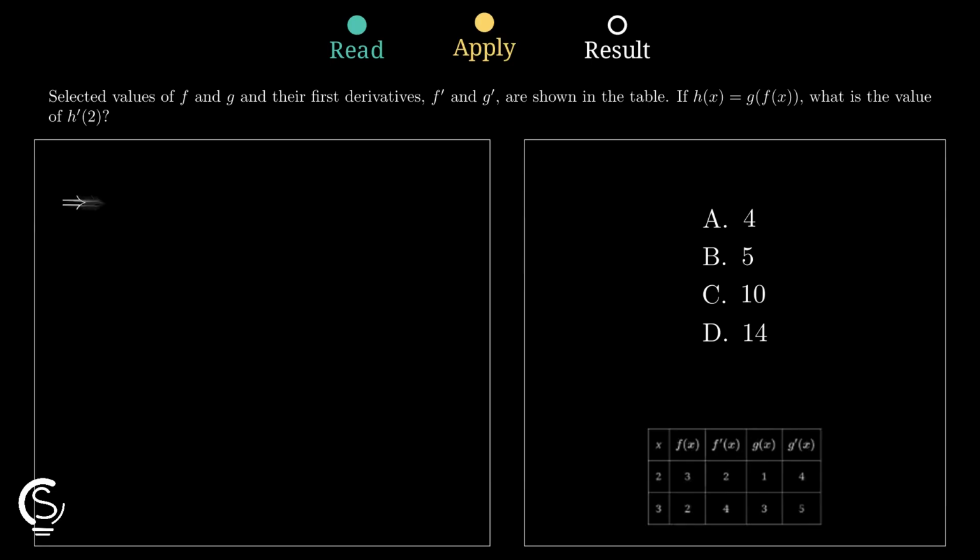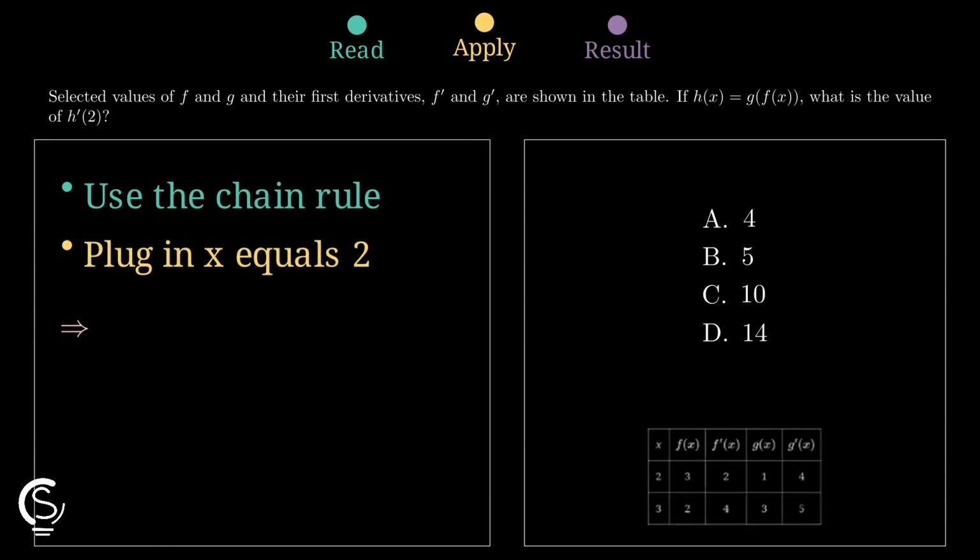Now plug in x equals 2, so h prime of 2 becomes g prime of f of 2 times f prime of 2, which means you only need those table values. From the table, substitute the matching values and multiply the two factors, and boom, h prime of 2 equals 10, so the result is locked.